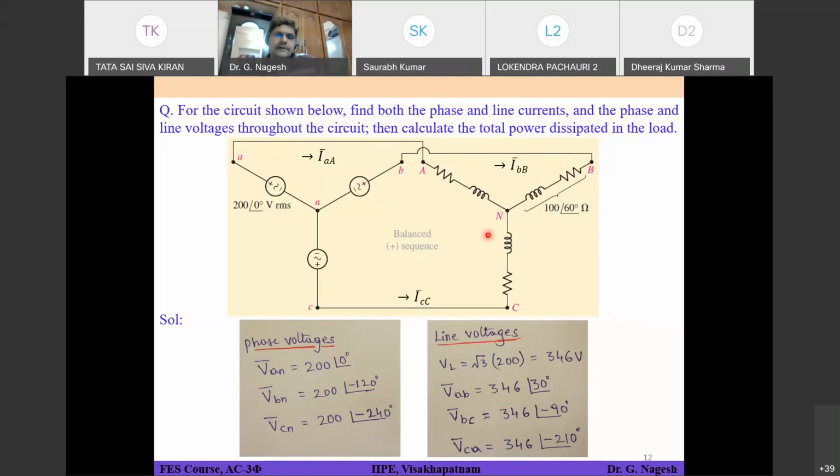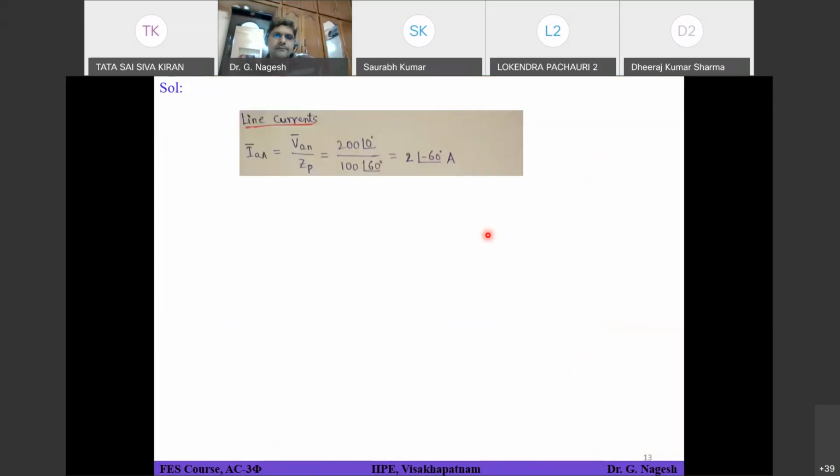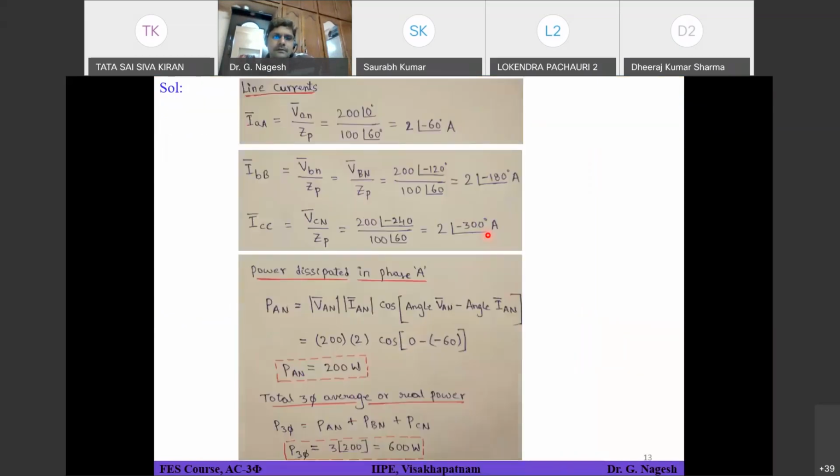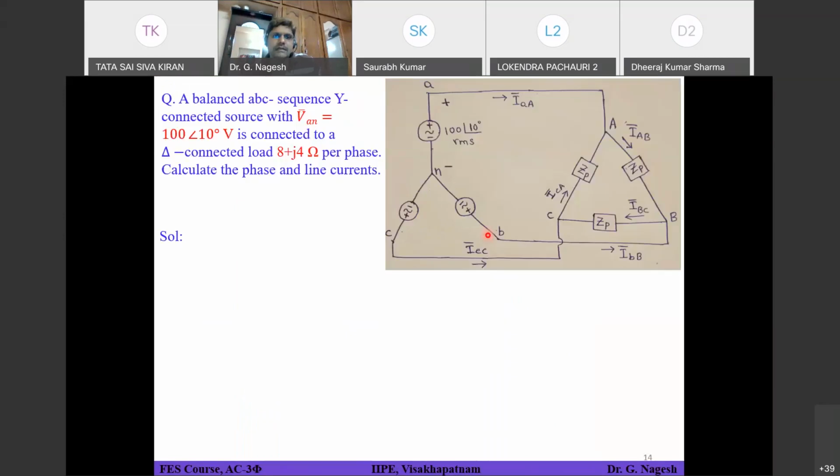Is it clear? Yes. Okay, so this is how you have to solve that. So quickly try to do this problem also.